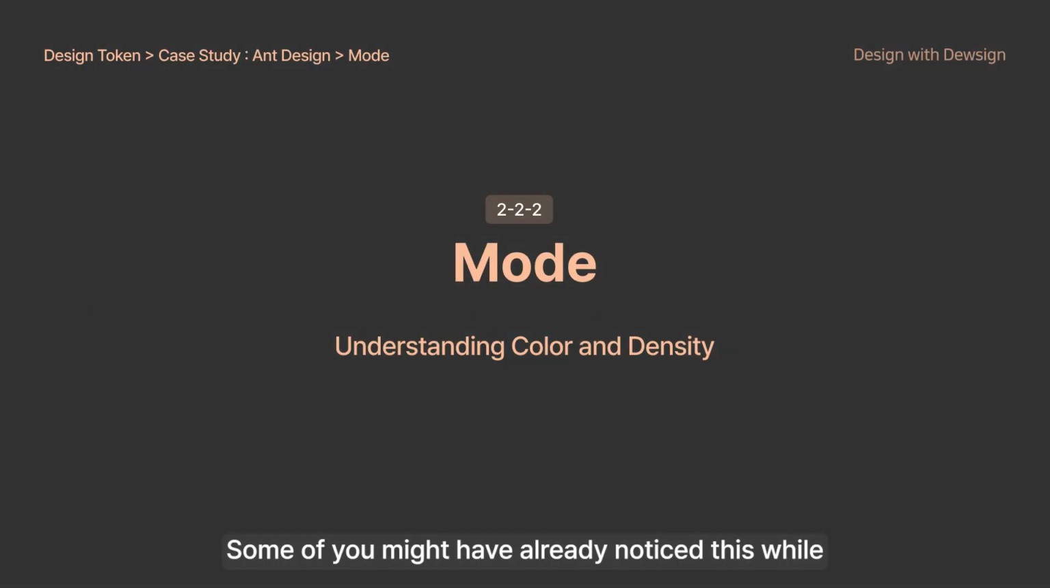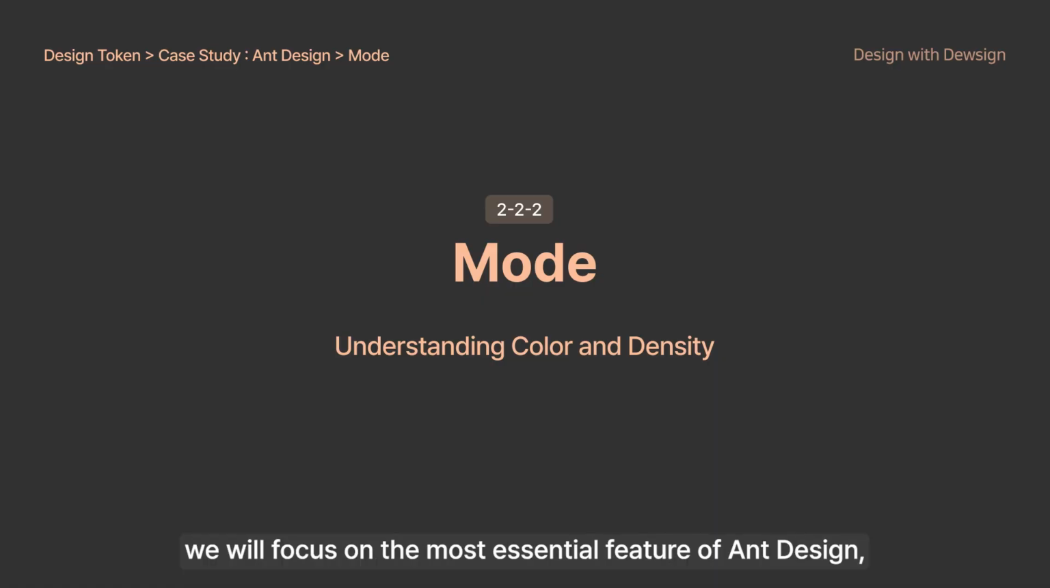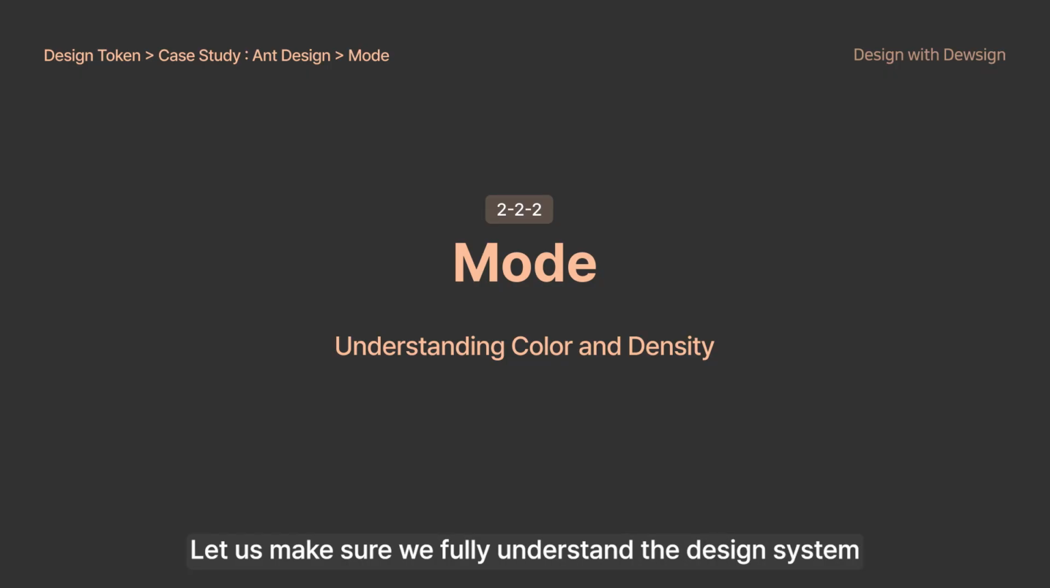Some of you might have already noticed this while looking at the overall structure in the previous chapter. In this chapter, we will focus on the most essential feature of Ant Design, which is its modes. Why did Ant Design create separate density modes like default and compact, in addition to light and dark? Let us make sure we fully understand the design system advantages of separating color and screen density into independent dimensions.